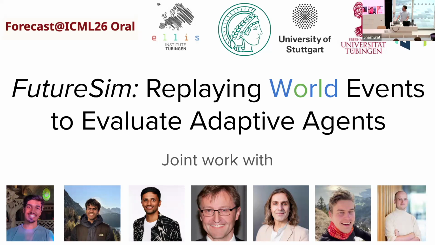The goal of this work was to essentially evaluate adaptive agents. So we have these language model agents that are starting to do really cool things, especially with coding, but we wanted to see two questions. One, how good are they at modeling real world dynamics and social dynamics? And the second, can they adapt to new information as it arrives over time in the real world, just like humans do all the time?